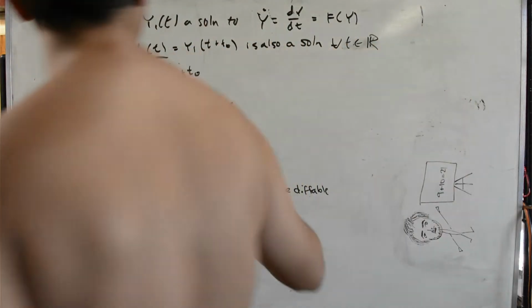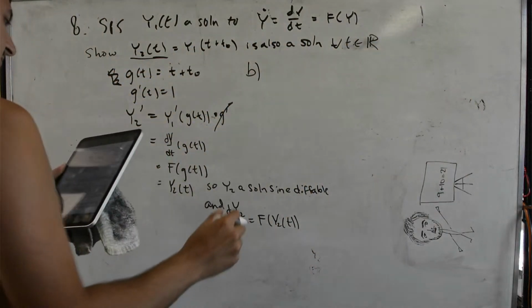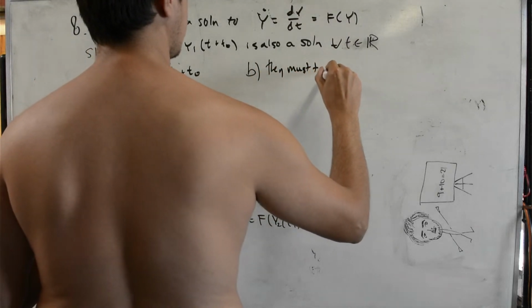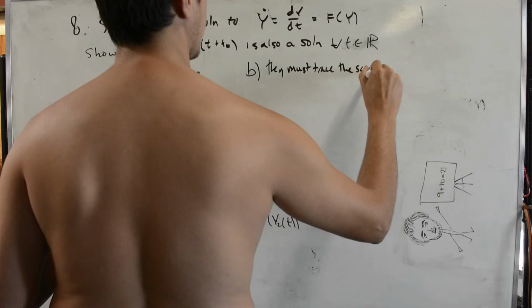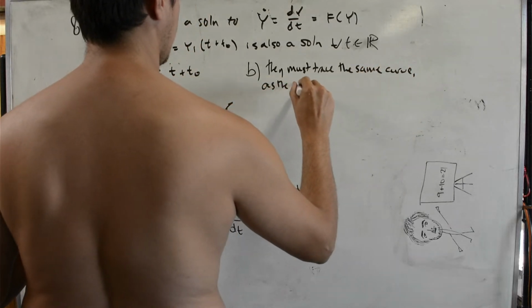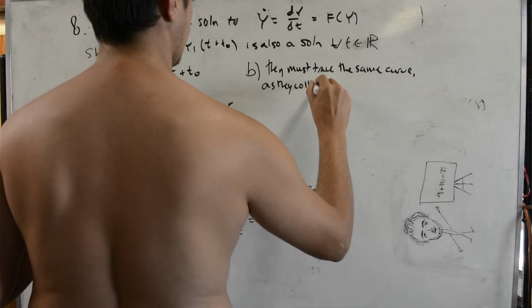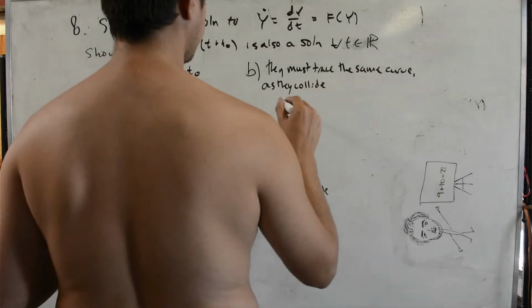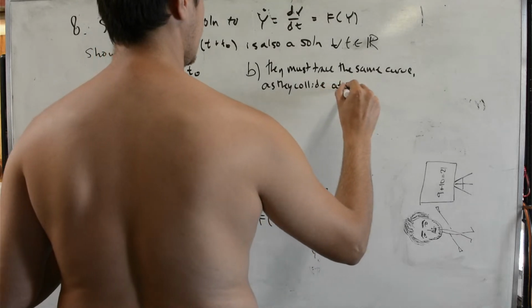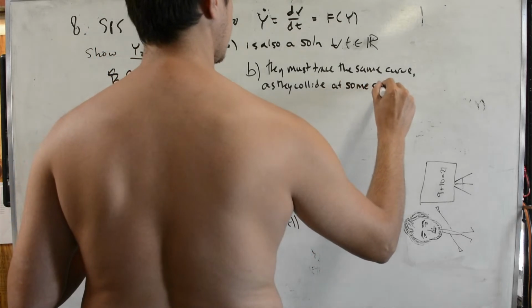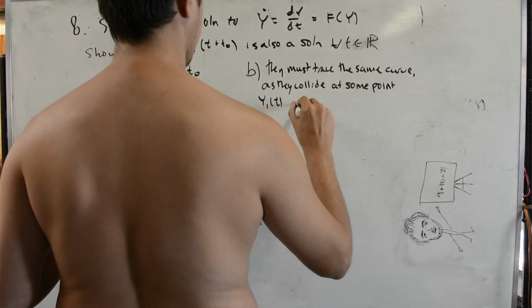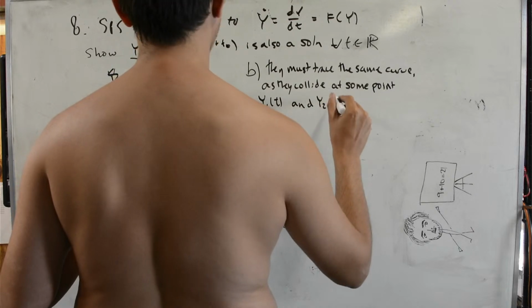So then part B says, what is the relation? They must trace the same curve as they collide. At some point y1 of t and y2 of t agree.